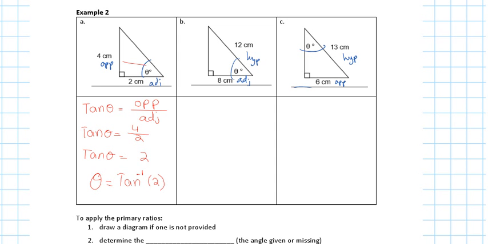So do tan inverse of 2 for me. 63.4. So that's 63 degrees. Right? So that means angle theta is 63 degrees.